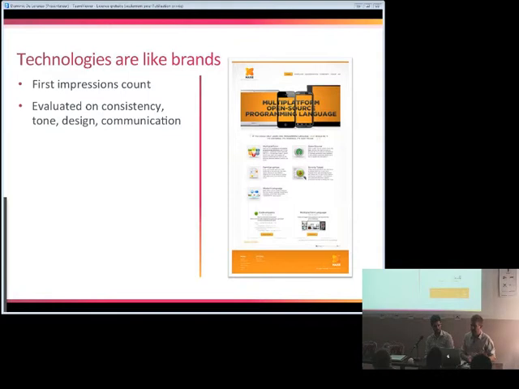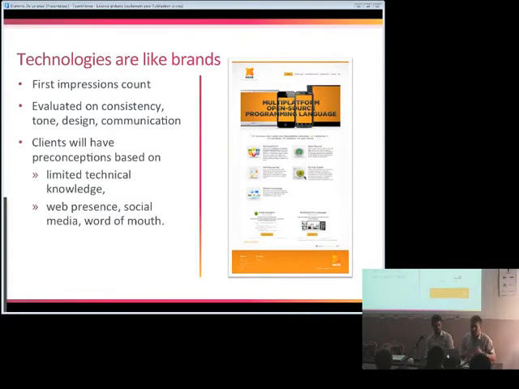Investing in design and marketing actually reflects that maturity in a technology, because the technology is there, they're looking at how to communicate it, which I think is where Haxe is right now. I've talked about that, but often they have very little technical knowledge. So they know buzzwords, and they sometimes know the HTML5 logo, and that's about it.